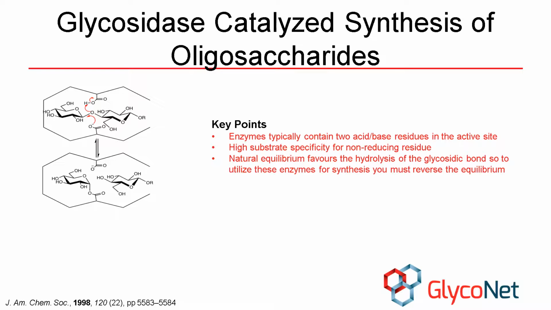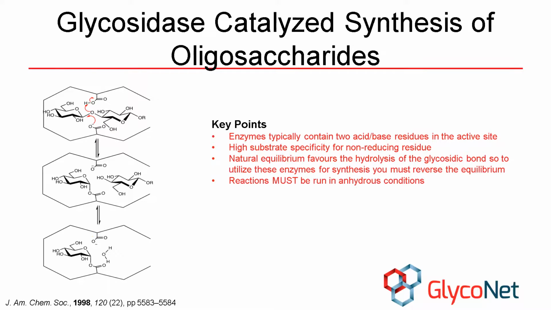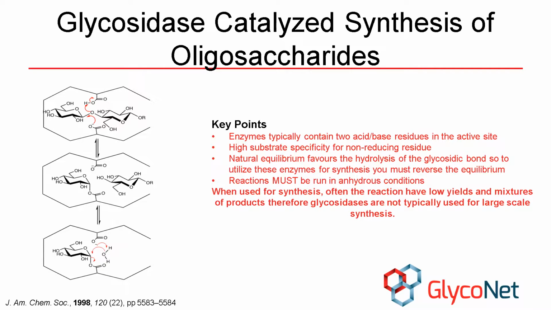For this reason, you cannot run the reactions in aqueous conditions, and you must use anhydrous conditions. Reactions that use these enzymes typically suffer from low product yields and mixtures of products. For these reasons, glycosidases are typically not used in large-scale synthesis.